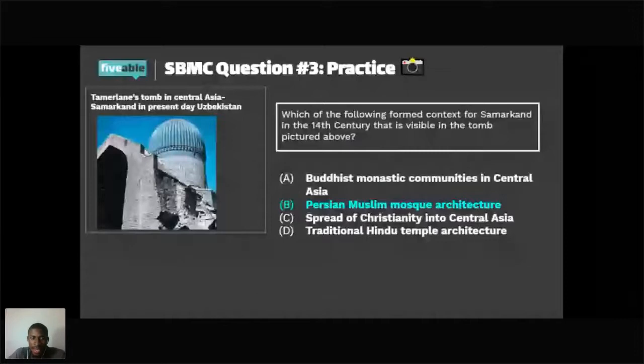Basically, this just meant that the Mongols, or the place in Uzbekistan at that time, is mainly Sunni Islam, they're basically Muslim, and so Persian Muslim was like the only viable option. But I could see where you guys went with Christianity. It does look like a Christian-esque building, so yeah. But good job though, guys. Those were like the two ones I would have picked, but it was definitely B.